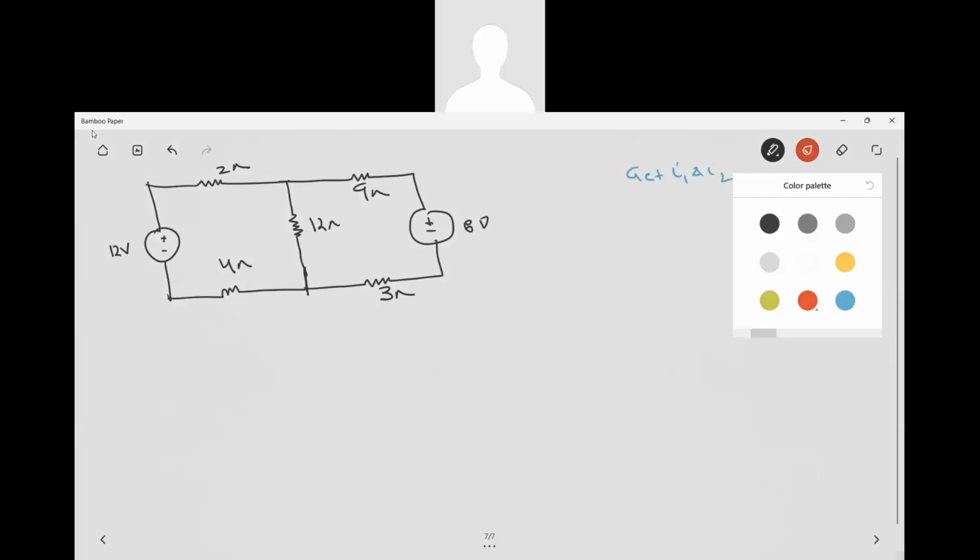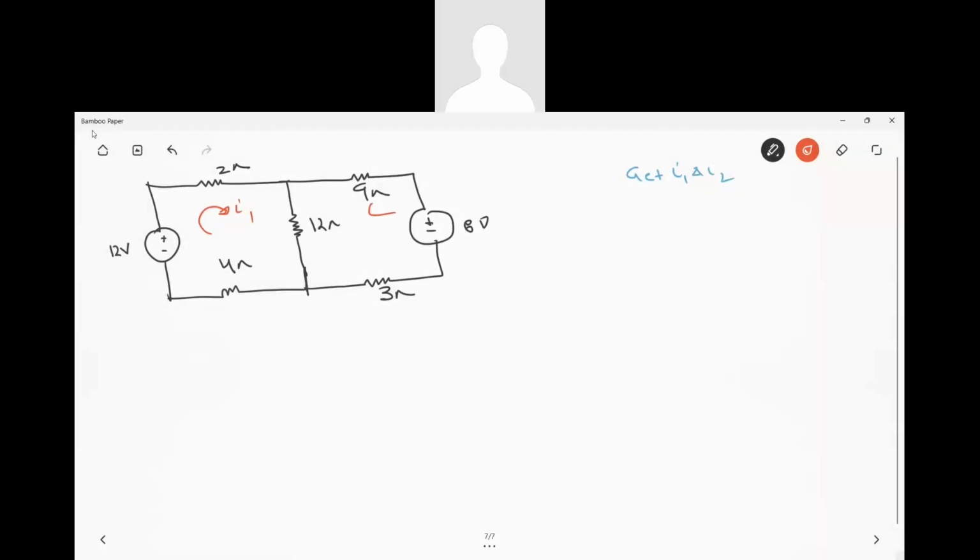First step is to assign the current direction, right? This is your I1, correct? This is your I2, right? And this is X for the loop. Now, apply KVL for loop 1, right? Tell me. See here. This is like this, like this, like this, and like this. Tell me. Minus 12. Very good. Then move like this, na? Plus 2, plus 2 I1.